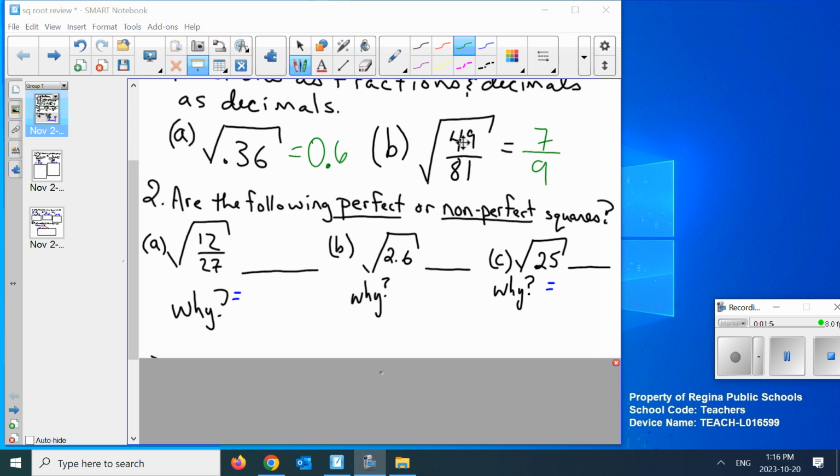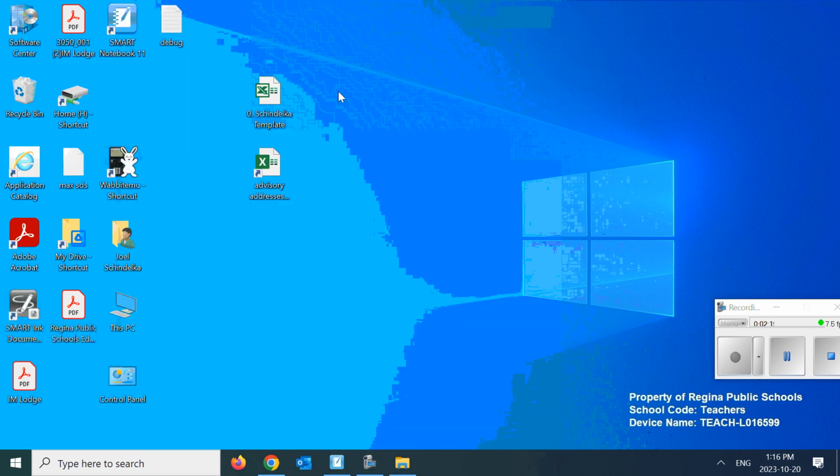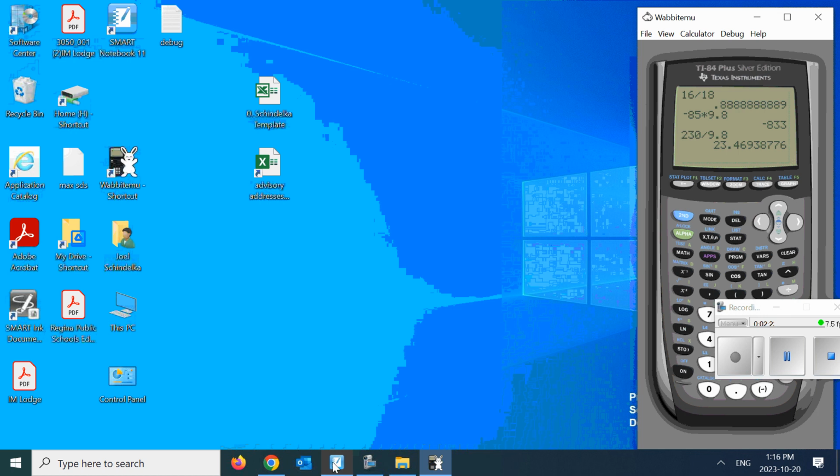You know something's a non-perfect square if you put it in your calculator and you get a decimal that doesn't end, terminate, or it doesn't repeat. Put 12 out of 27 in for a square root. It might be a perfect square. Well, it depends on your brand of calculator. I'm going to just bring my calculator up. Most work this way, but there's some that don't. Okay, I'll bring mine up.